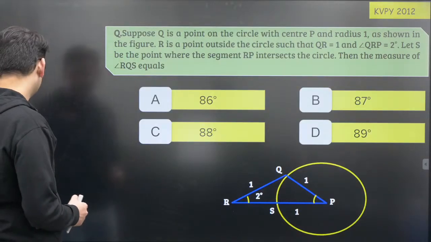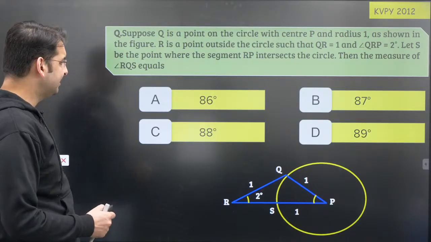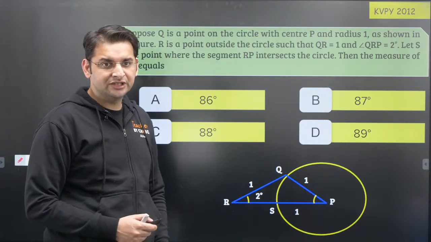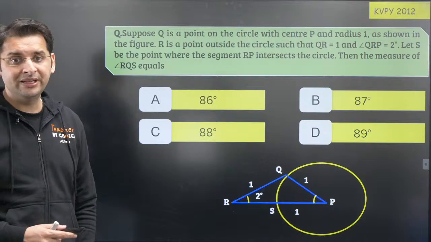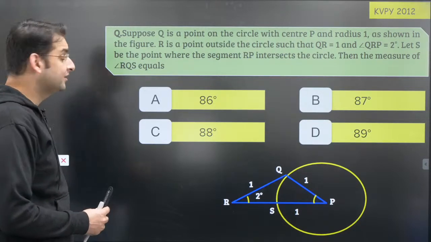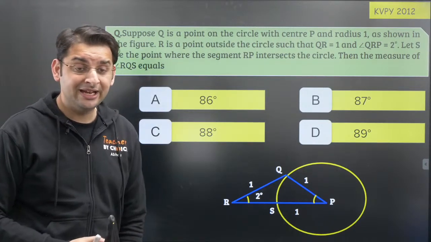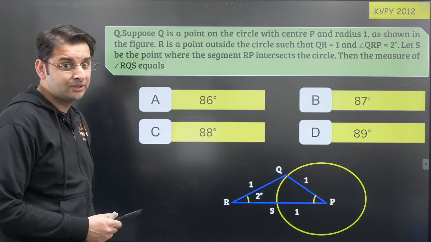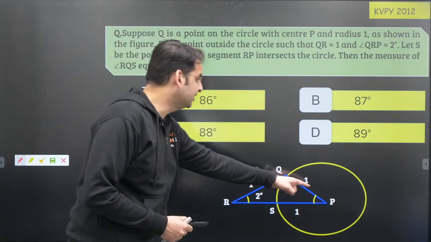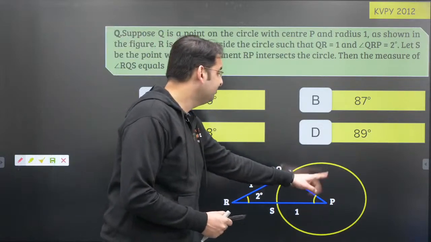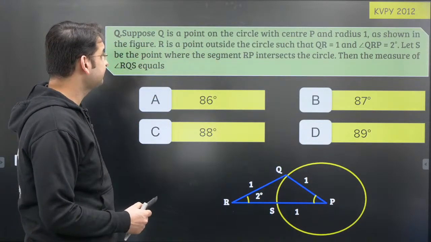Let us move ahead. अरे भाई ये बहुत सिंपल क्वेश्चन है. I have drawn the diagram for you as well. बहुत सिंपल क्वेश्चन है बच्चों. This you should all be able to do. Even छोटे बच्चे, students who are in class 8th, 9th and 10th who are watching this video should be able to do this. Suppose Q is a point on the circle with center P. Q point है, P center है, and radius is 1.